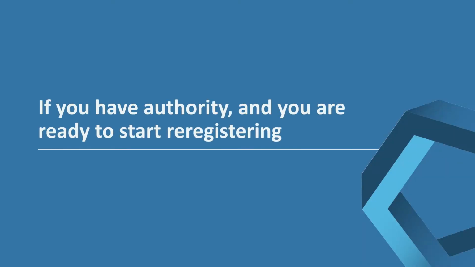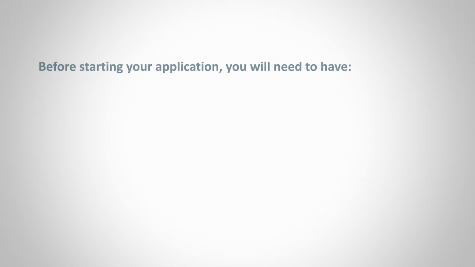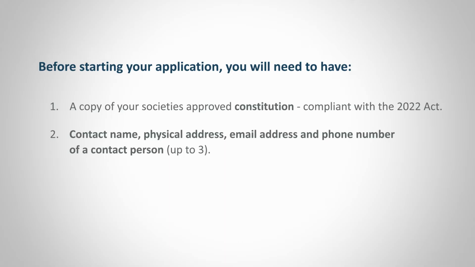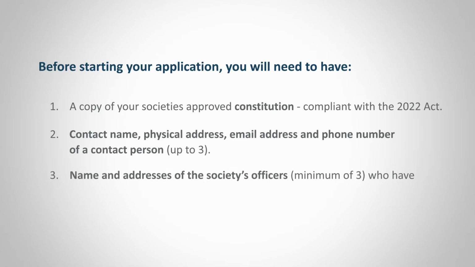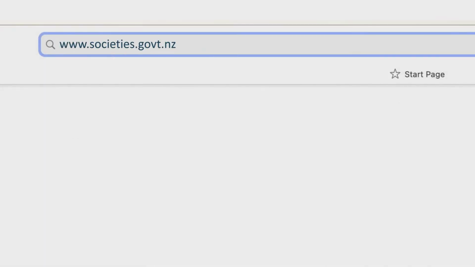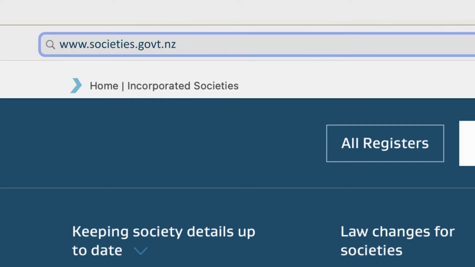If you have authority and you are ready to start re-registering, you will need to have 1. A copy of your society's approved constitution, compliant with the new 2022 Act. 2. Contact name, physical address, email address, and phone number of a contact person. You can have up to 3 contact people. And finally, name and address of the society's officers. You'll need a minimum of 3 who have consented and certified in writing that they meet the criteria to be an officer.